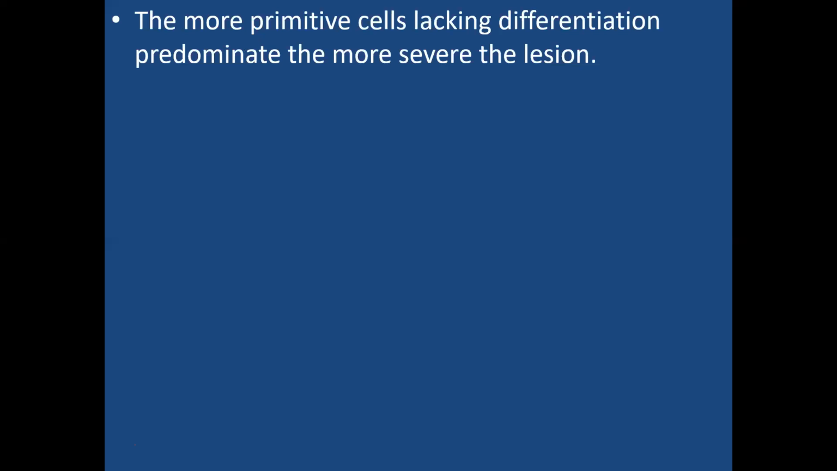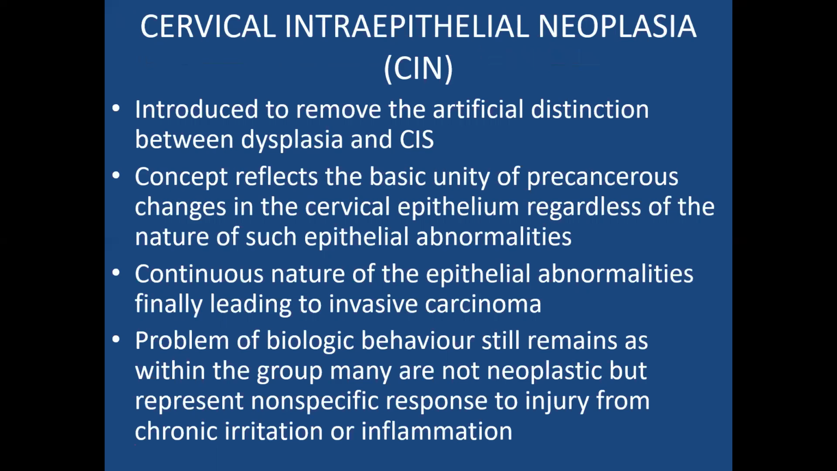Okay. So another term called cervical intraepithelial neoplasia, which is the current one, was introduced to remove the artificial distinction between dysplasia and what? CIS. You see, now I've told you dysplasia and CIS seem to be the same, only that the CIS is the severest form of dysplasia. But having two names seems to suggest that these two are different things. So this CIN terminology was introduced to remove the artificial distinction between dysplasia and its severest form called carcinoma in situ. So this CIN or cervical intraepithelial neoplasia terminology reflects the basic unity of what? Precancerous. So it means that the precancerous lesions are one with differing degrees of severity, instead of having two different names for the same thing.